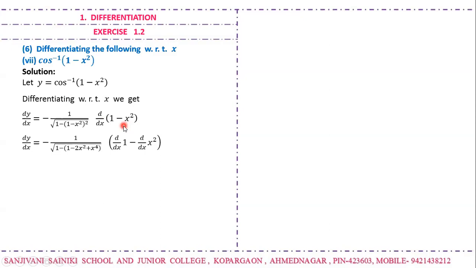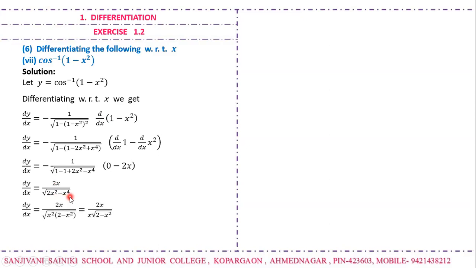d by dx of f of x means d by dx of 1 minus x square, derivative of 1 minus derivative of x square. The derivative of 1 is 0 and derivative of x square is 2x. Simplify this minus and this minus, you get plus 2x upon root of x square minus x raised to 4. We can take x square common, so that when it comes out of the square root it remains x. So we will cancel this x, and dy by dx is 2 upon square root of 2 minus x square.